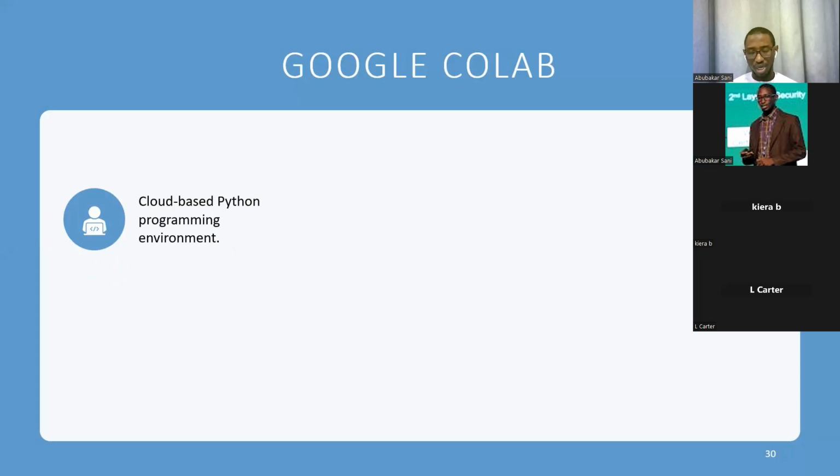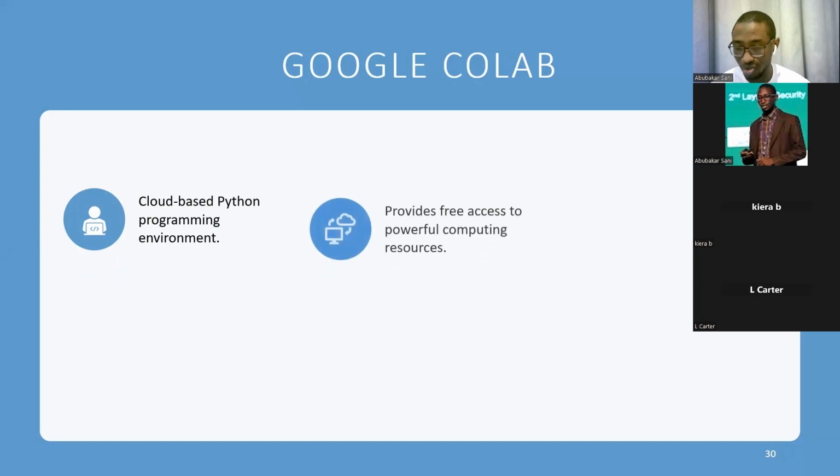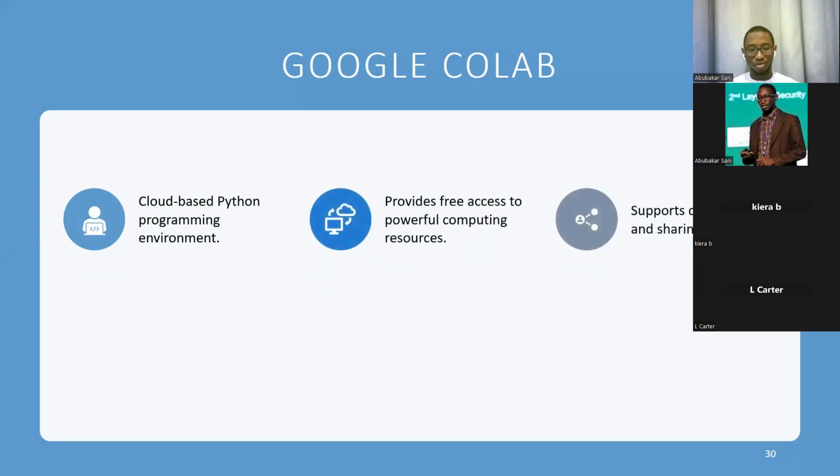So you go to Google Colab and you'll be able to sign up for free. You don't have to pay. And once you have signed up, you can add your code there. You can run the code without any concern.